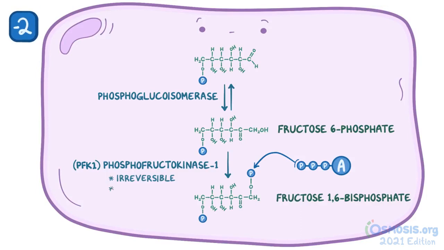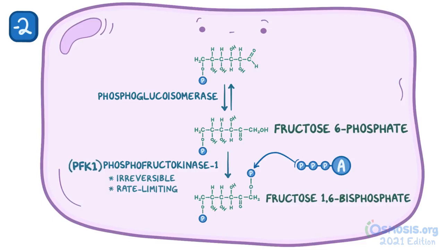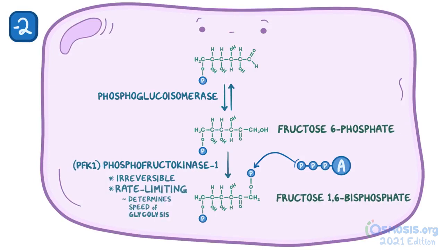This reaction is considered the rate-limiting step of glycolysis, meaning that the speed at which PFK1 converts fructose 6-phosphate to fructose 1,6-bisphosphate determines the speed at which all of glycolysis happens. In other words, it's the rate-limiting step of glycolysis. It's kind of like an assembly line in a factory. If the slowest step is putting tires on a car, then that's the step that determines how many cars get built in a day.